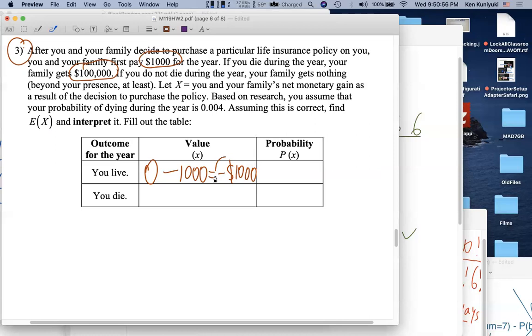Okay, so that's the value of the insurance policy if it turns out you live, the monetary. It's a net loss of $1,000 for your family. Now what's the value of the policy if you die? Well, your family gets a check for $100,000. But you don't get your premium back. That's still out there, right? So that's going to be a net gain monetarily of $99,000.